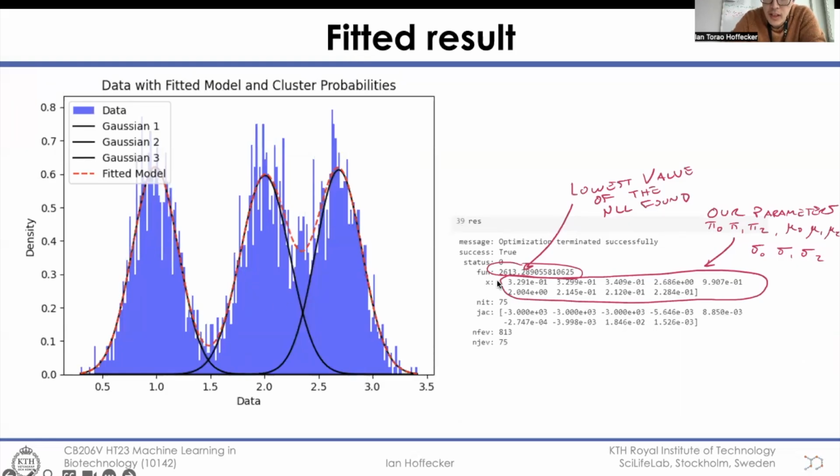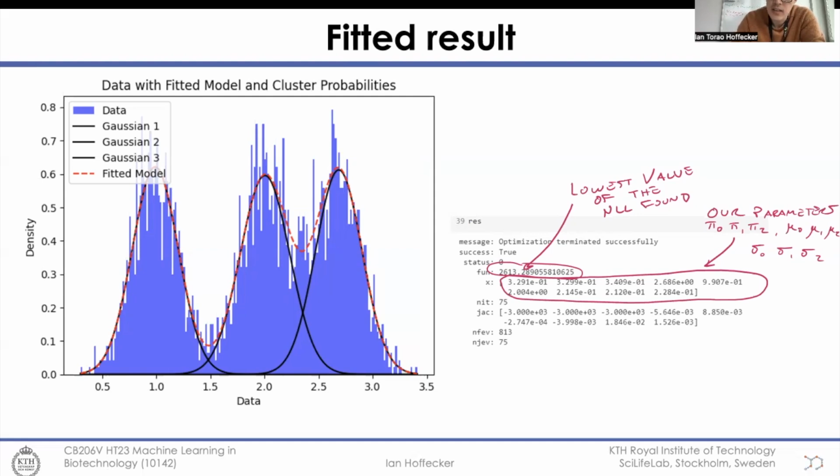In Python, if we look at the output of this result from the minimizer, we can see the final value of the negative log likelihood function, 2,613. So hopefully this is a low value. I think it is. And we also get X here, which is the variable that's allowed to change in the syntax of this minimizer function.